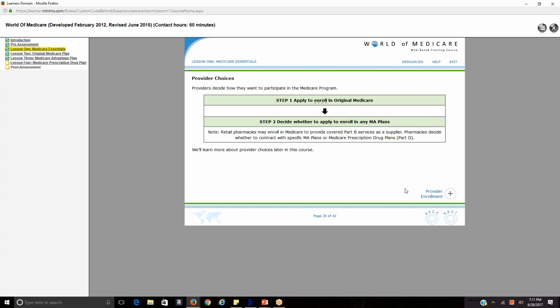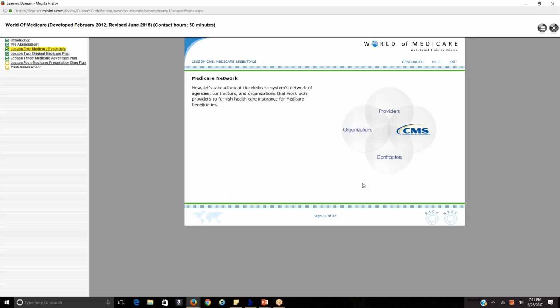Okay, so you need to decide if you're going to enroll. So the provider has the option to enroll as a participating provider in Original Medicare, as a non-participating provider in Original Medicare, or they can choose to opt out of Medicare altogether. A provider who opts out of Medicare will be able to inform Medicare patients that they do not participate at all in the Medicare program, and that if that patient wants to see them, then they would have to pay cash for their services.